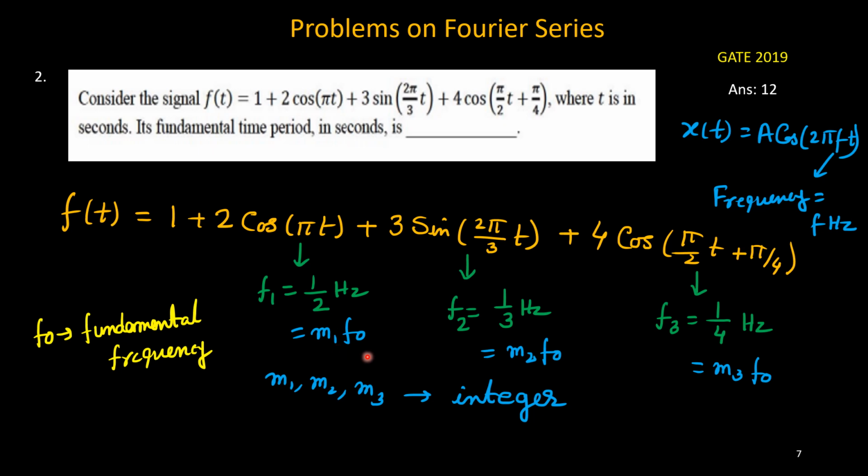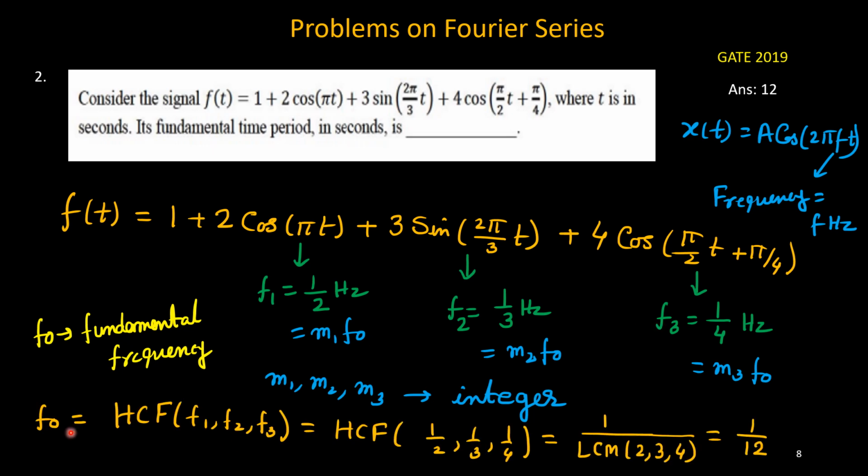So we need to find f0, the fundamental frequency, that is the maximum frequency such that f1, f2, f3 are integer multiples of f0. Thus f0 is the HCF, the highest common factor, of the three frequencies f1, f2 and f3, which are 1/2, 1/3 and 1/4. All have numerator 1, so the numerator is 1, and for the denominators 2, 3, 4 we take the LCM, which is 12. Thus f0 is 1/12.